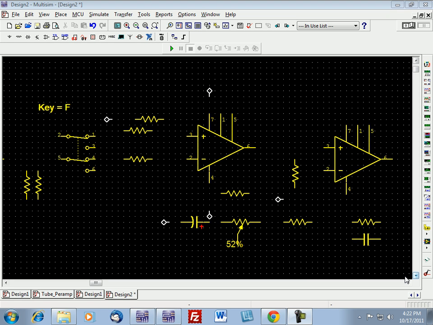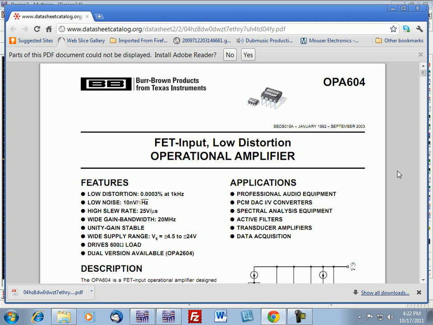In a previous video I showed you an API discrete component microphone preamp that used both input and output transformers. Today I'm going to be showing you a different type of preamp that does not use input and output transformers. The preamp of today's choice is going to be an OPA604.